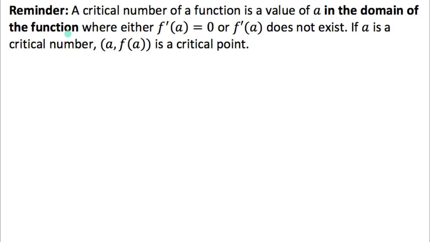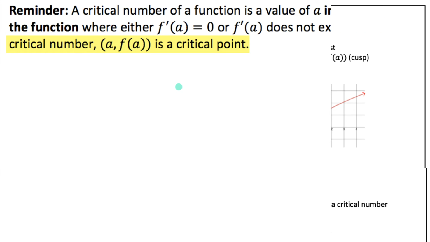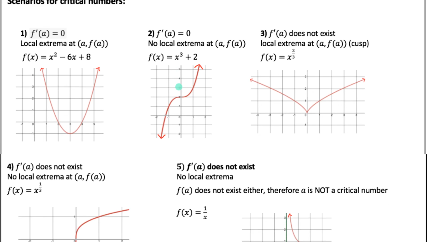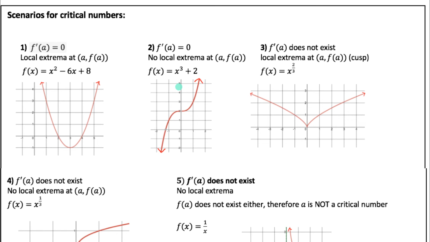And I put a reminder here: a critical number of a function is a value of A in the domain of the function where f prime of A is 0 or undefined. If A is a critical number, then the point (A, f(A)) is a critical point. Let's look at the different scenarios for what critical numbers could be. I went over this in the last lesson, so we'll go over it a little bit quicker this time.